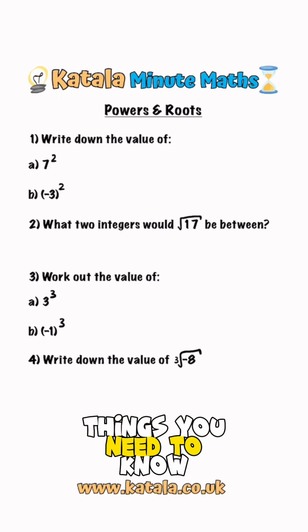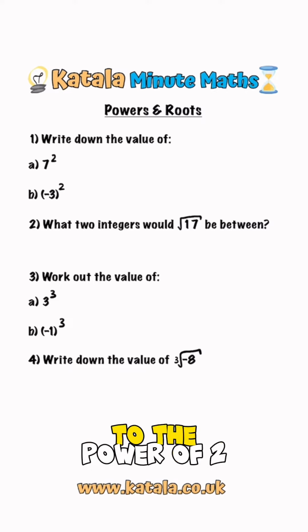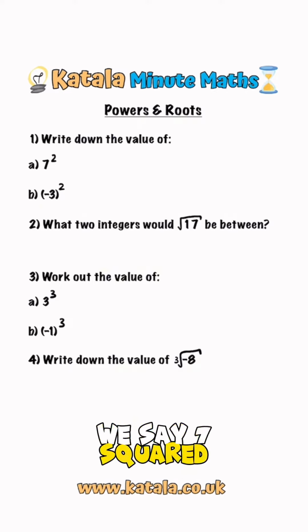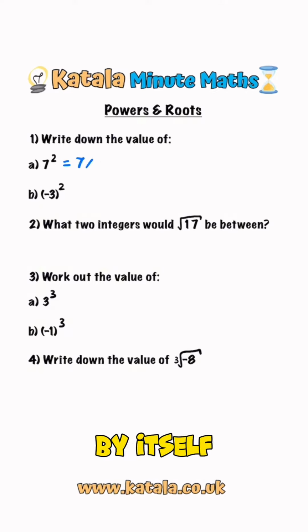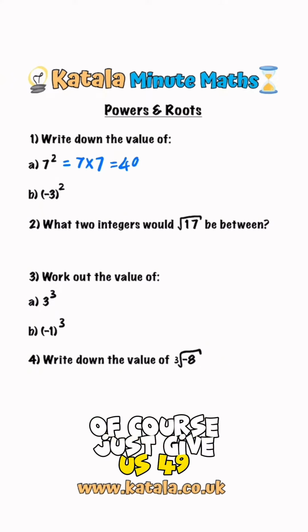Here's the most important things you need to know about dealing with powers and roots. So write down the value of 7 to the power of 2, we say 7 squared. Now to the power of 2 means times by itself, so 7 to the power of 2 means 7 times 7, which would of course just give us 49.